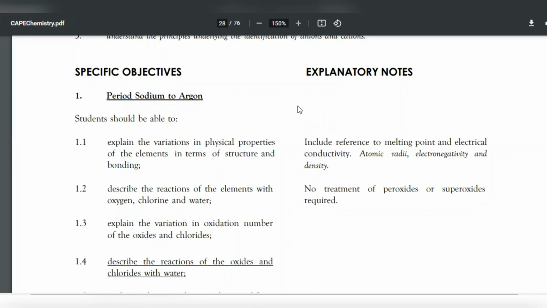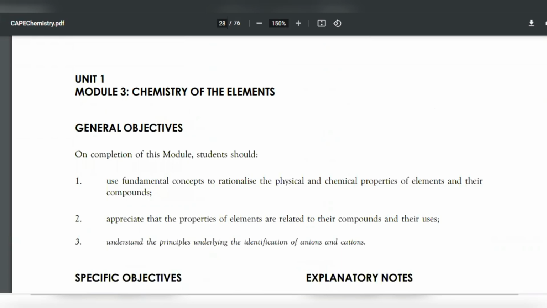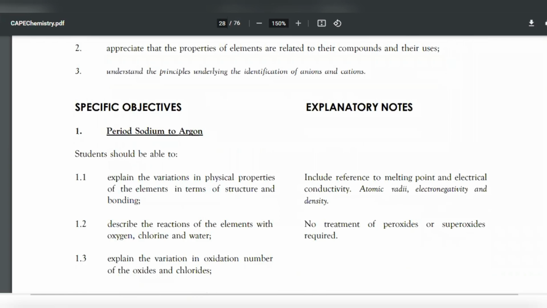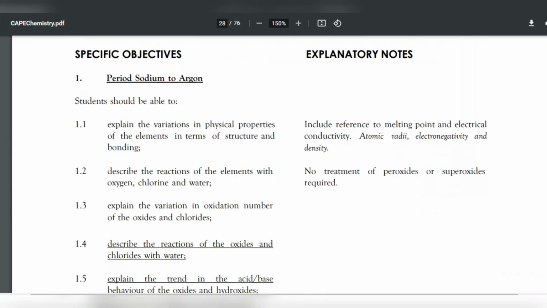So this is actually the first part of the syllabus for that. See there, module 3, chemistry of the elements, right? And you have period 3, sodium to argon, and see, those are the objectives. Students should be able to explain the variations in physical properties of the elements in terms of structure and bonding. In other words, they're not just asking you about the state of matter of the elements from sodium to argon.